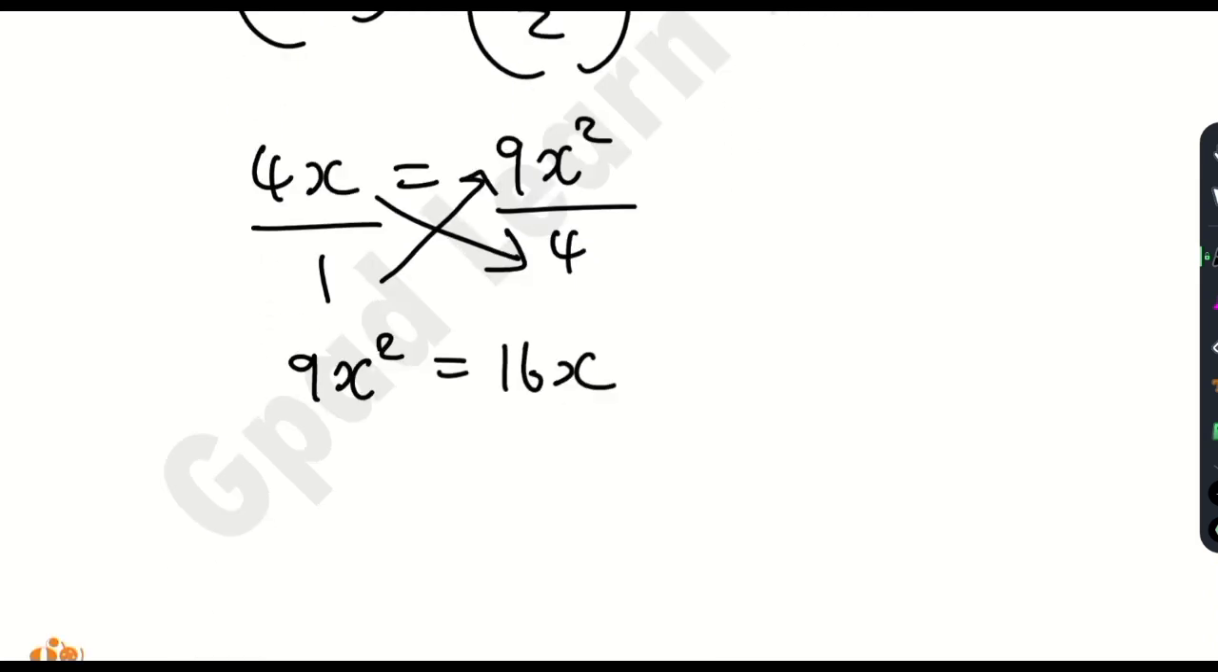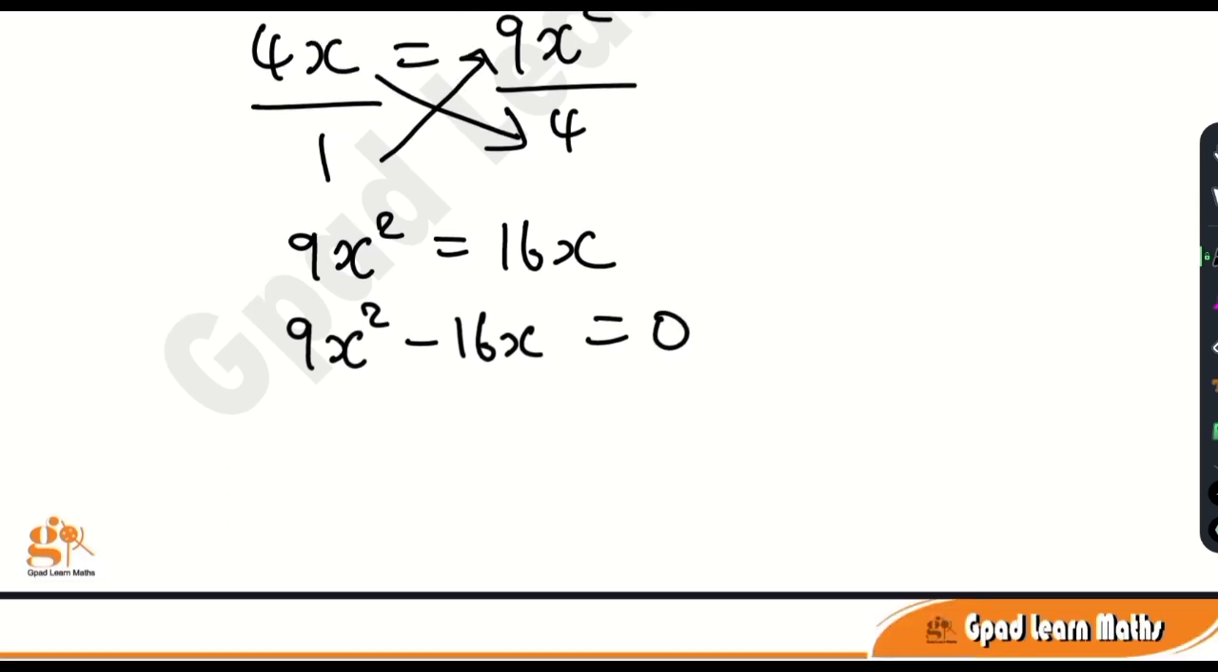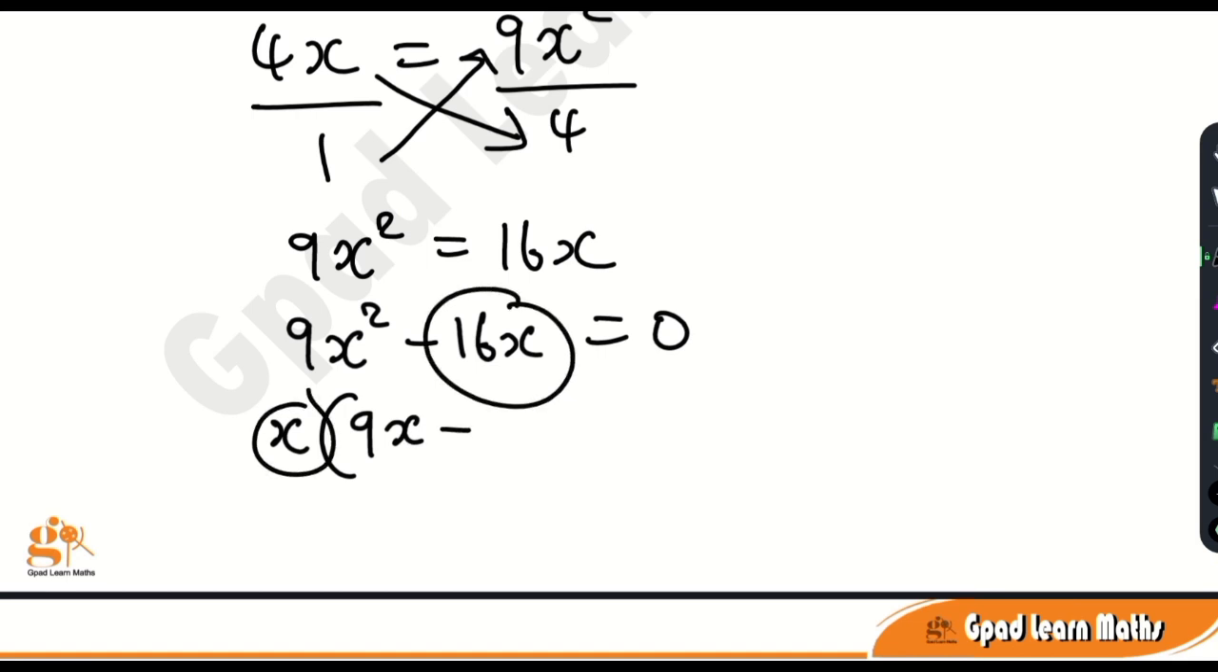So I will transpose 16x to the left hand side for me to have an equation of 9x squared and negative 16x all is equal to 0. So you have 9x squared minus 16x is equal to 0. Now we can factorize. What is common between 9x squared and 16x? It is what? x. So when you factor out x, you're going to have 9x minus, x goes into 16x, you will have what? 16. And this is equal to 0.